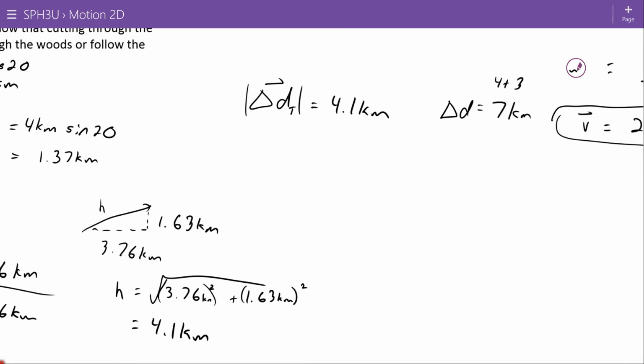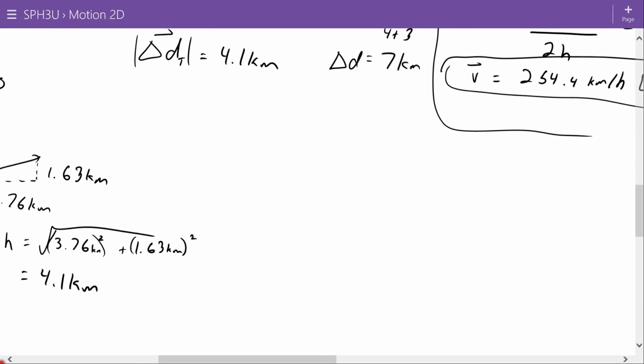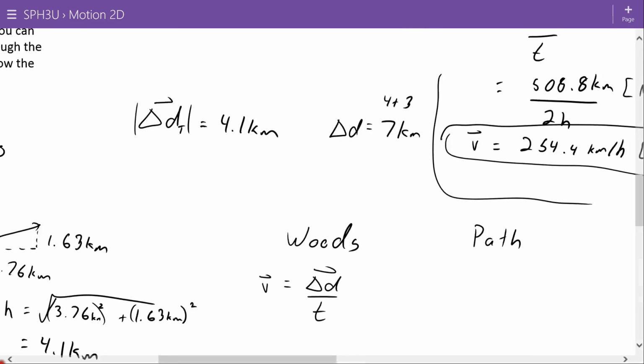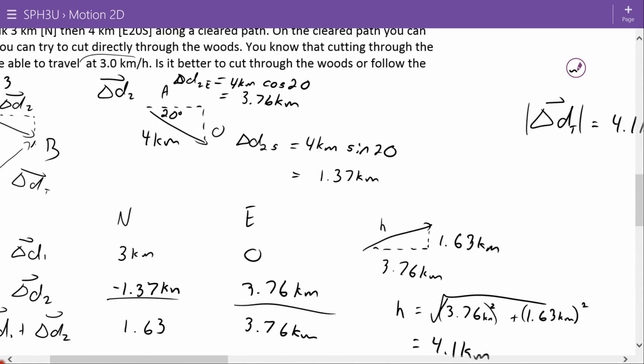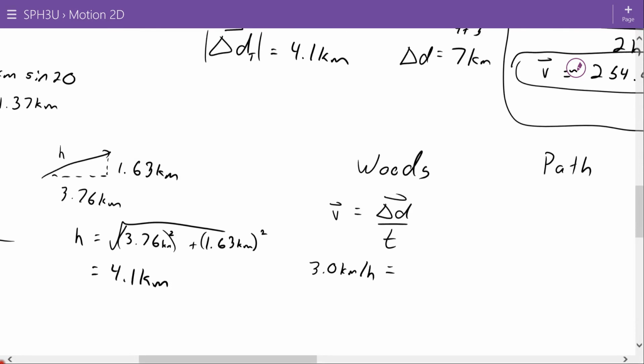So let's put both of those in an equation. Let's just section this off from the last question. Let's put those both in an equation. This one we'll call the path equation, this one we'll call the woods equation, and see what the time is for each one, and then we'll sort out which way we should go. So for velocity, our displacement divided by our time, if we cut through the woods, our maximum velocity is 3 kilometers per hour. So 3.0 kilometers per hour equals 4.1 kilometers divided by time.